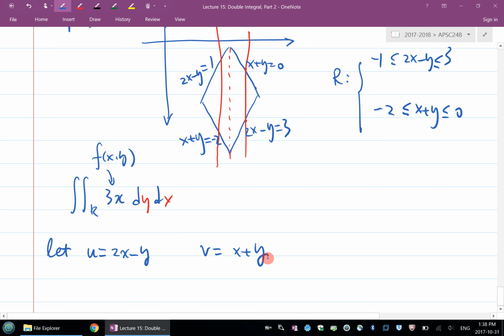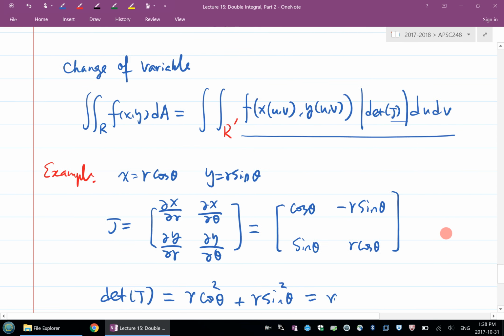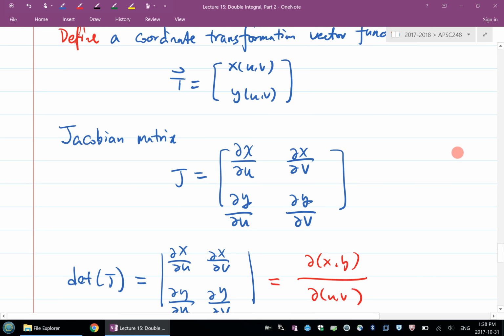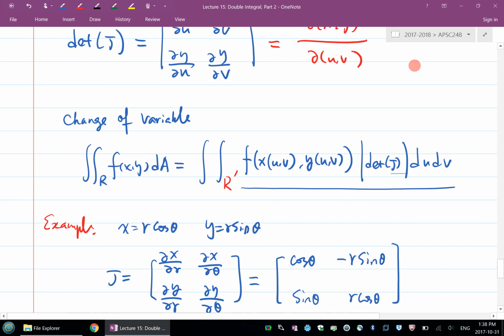So, introducing two new variables, u and v. If I wanted to use this change of variable, what do I need? I need an expression for x and y in terms of u and v, right? What's your question?